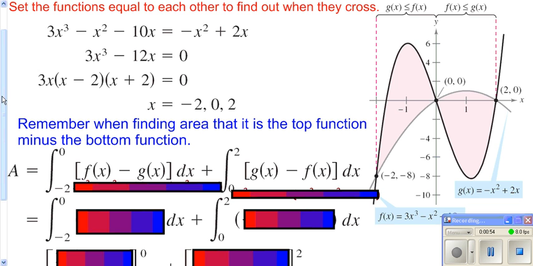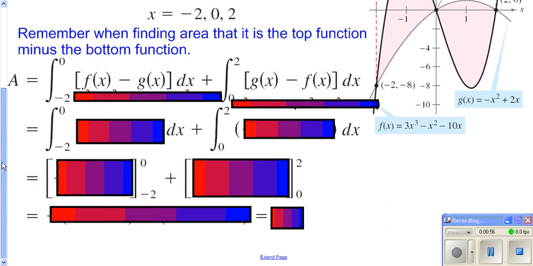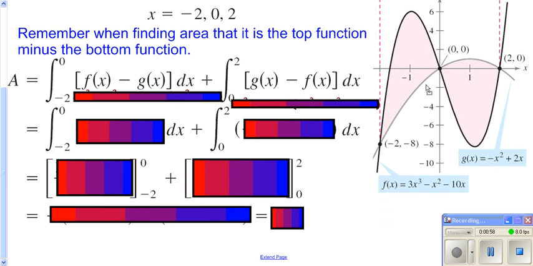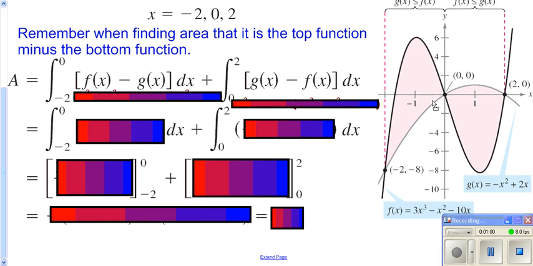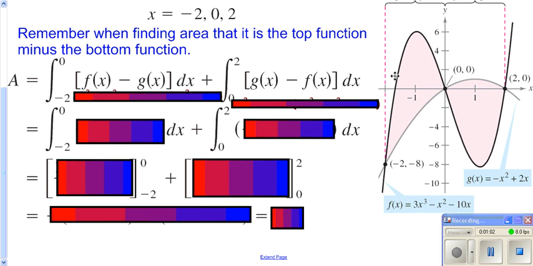You can also see which function is on top and which one is on the bottom, because you need to know that for the sake of integrating. When you're looking at this first part here, you'll notice it's the cubic function in black that's on top over here. So you're going to integrate from -2 to 0, because that's from here to here, with the cubic function on top minus the quadratic on the bottom.